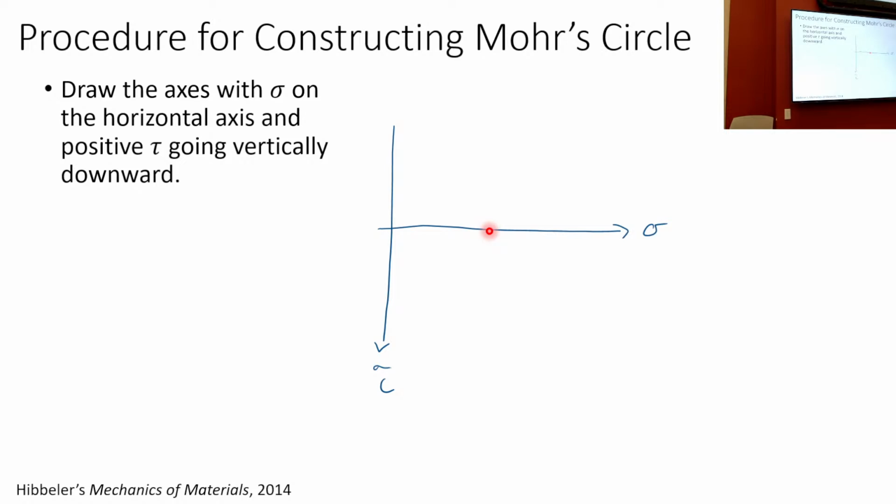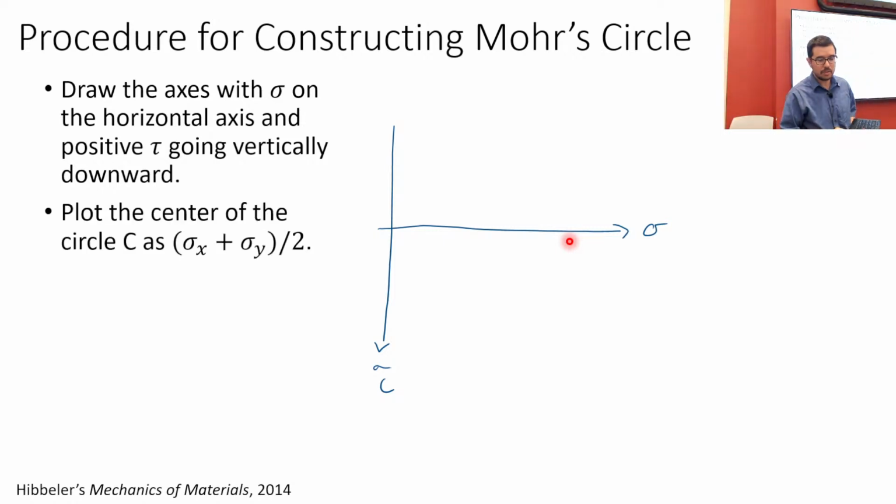But if you're not sure, like, do I need to draw more over here or more over here? Calculate the average of sigma x and sigma y, and then you'll know where it's going to be centered. Okay, but I'm getting ahead of ourselves, because the next step is to plot the center of the circle, okay?